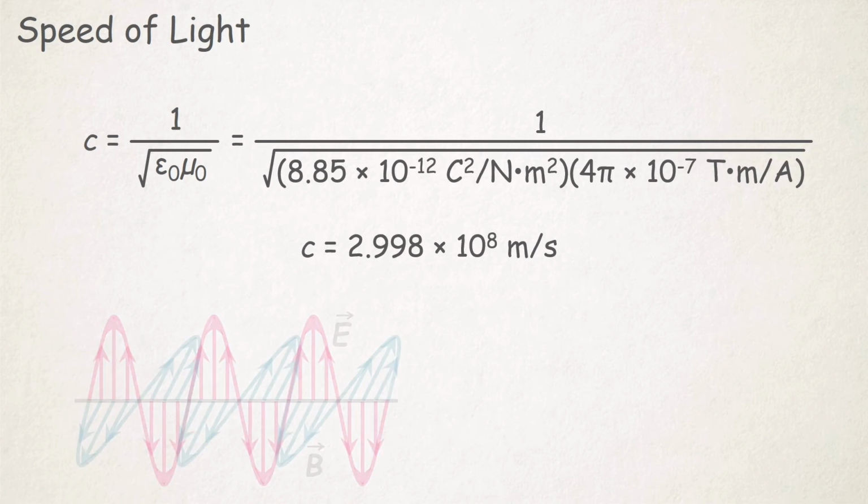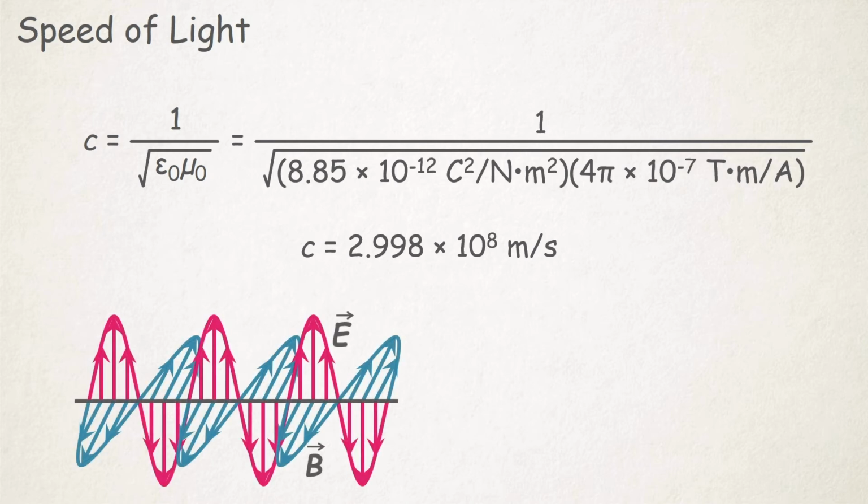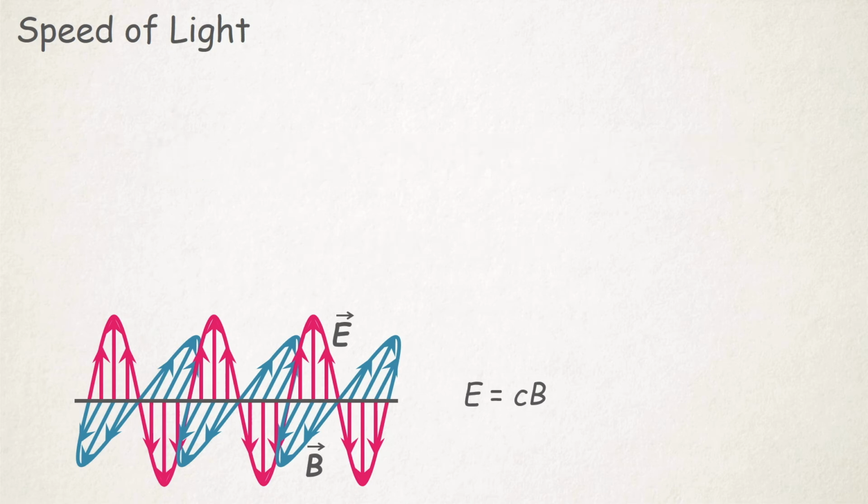The electric field magnitude is proportional to the magnetic field magnitude in an electromagnetic wave, and the proportionality constant is c, the speed of light. This means that if you know the amplitude of the electric field or magnetic field in an electromagnetic wave, then you can find the amplitude of the other field.